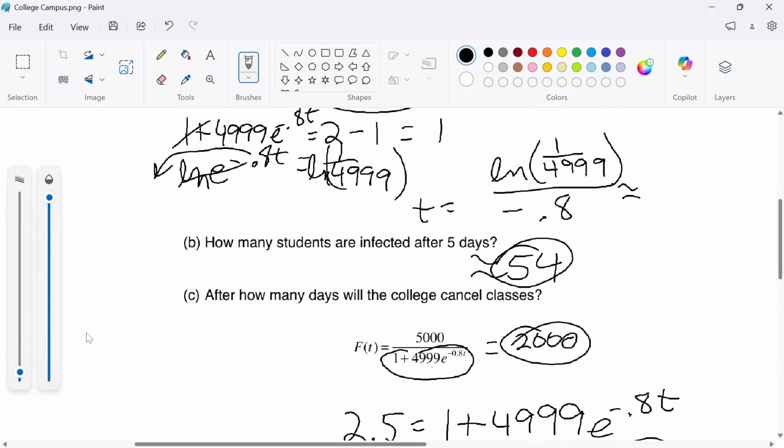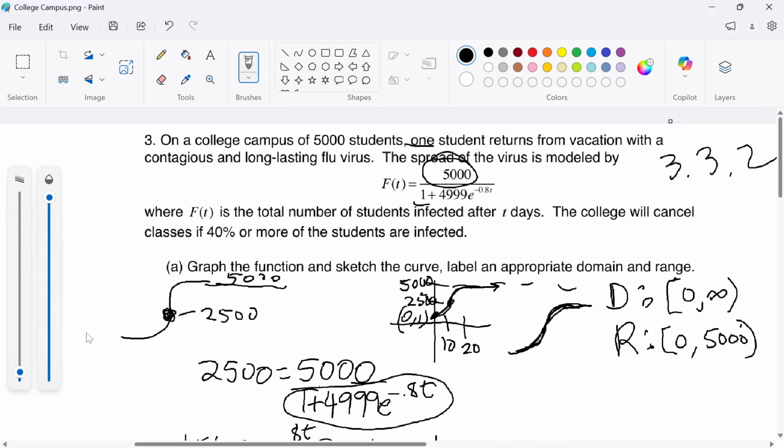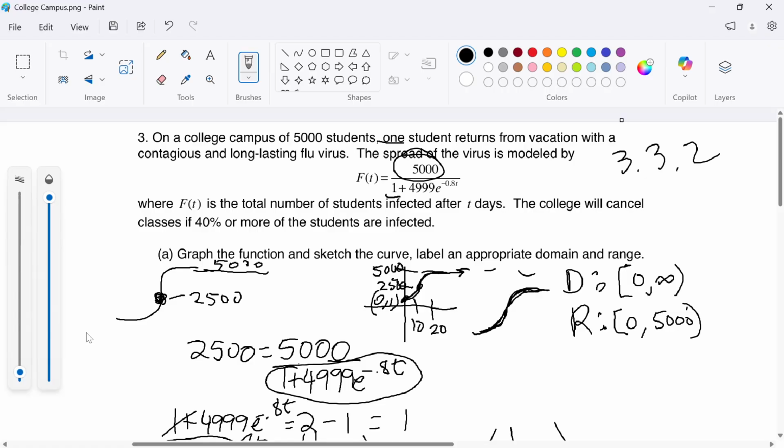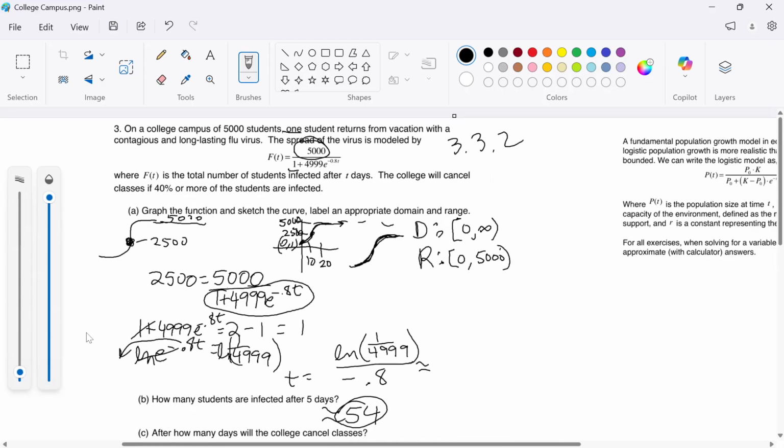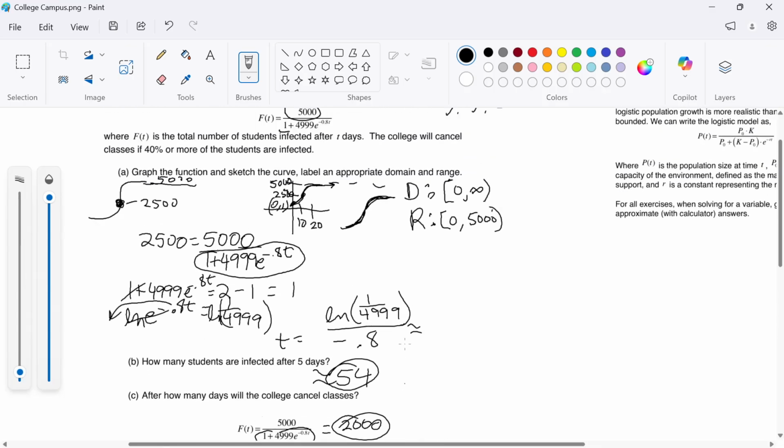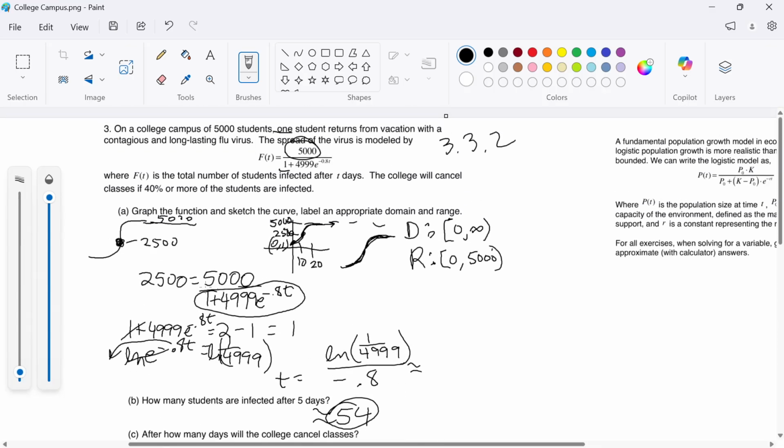But those are the answers, and that's just one of the questions on homework 3.3.2, which is the logistic growth, population growth.